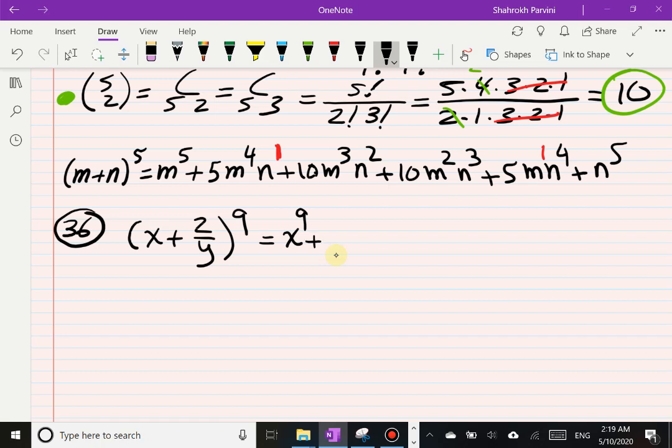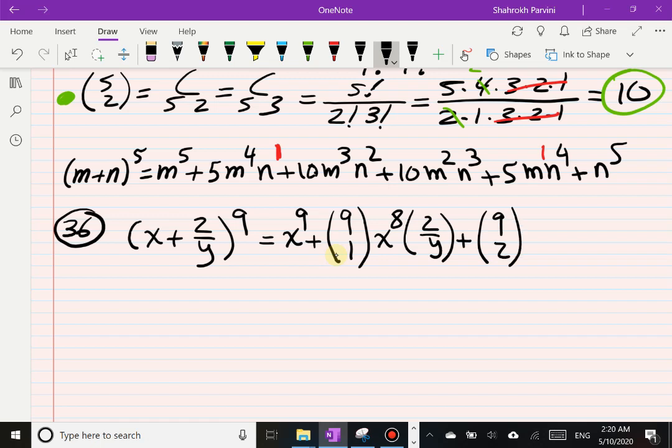And here are the patterns. It's going to go 9 choose 1, x to the 8. And then 2 over y kicks in. And instead of a and b, we have x and 2 over y. It's not always a and b, it can be something different, as long as it's a binomial expression. Plus 9 choose 2. X is going to lose 1 exponent. 2 over y is going to gain 1.